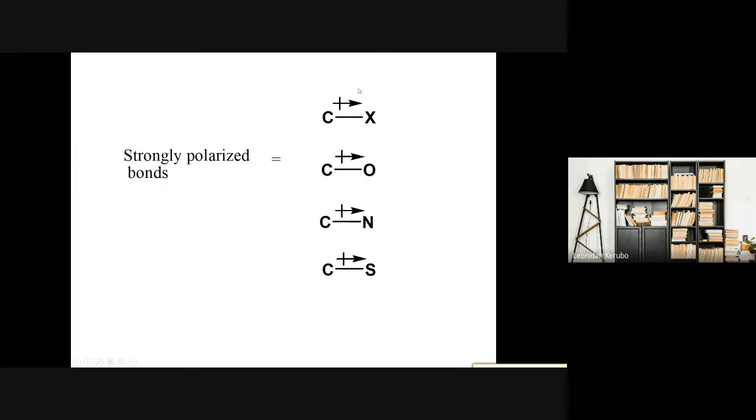As we've said, those bonds need to be polarized at the electrophilic carbon. So it has to be bonded to an electronegative atom so that it's polarized, so that it can easily break and leave with the two electrons as a leaving group.